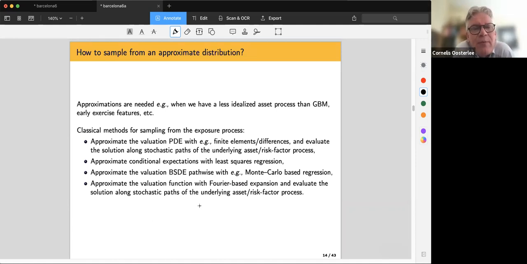Now, how do we approximate a distribution? How to sample from an approximate distribution? If we don't have GBM, what should we do? Well, we have classical methods. We could approximate the valuation with a PDE, with finite elements or finite differences, and evaluate the solution along stochastic paths of the underlying. We could approximate conditional expectations with least squares regression. We could also go to so-called backward stochastic differential equations. I didn't touch upon those, but I saw that Matthias may do a little bit with the BSDEs. That can also be based on Monte Carlo. And we can even use Fourier-based techniques.